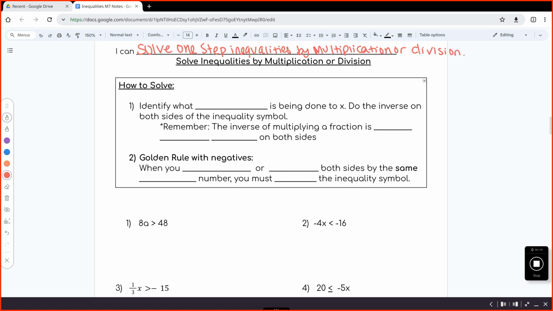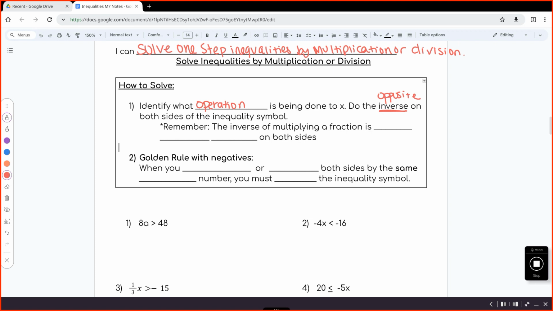Step one is to identify what operation is being done to x, and then you would do the inverse or the opposite on both sides of the inequality symbol. The inequality symbol gets treated the same way we treated the equal sign in equations.